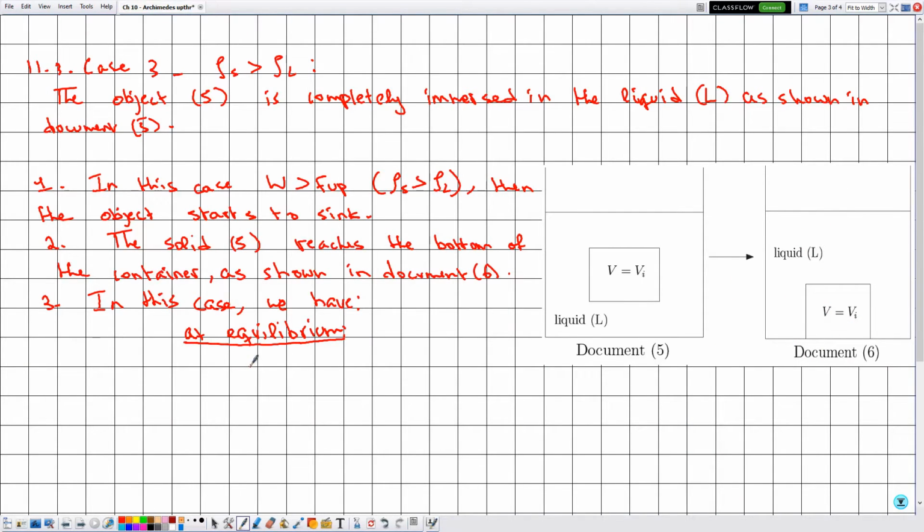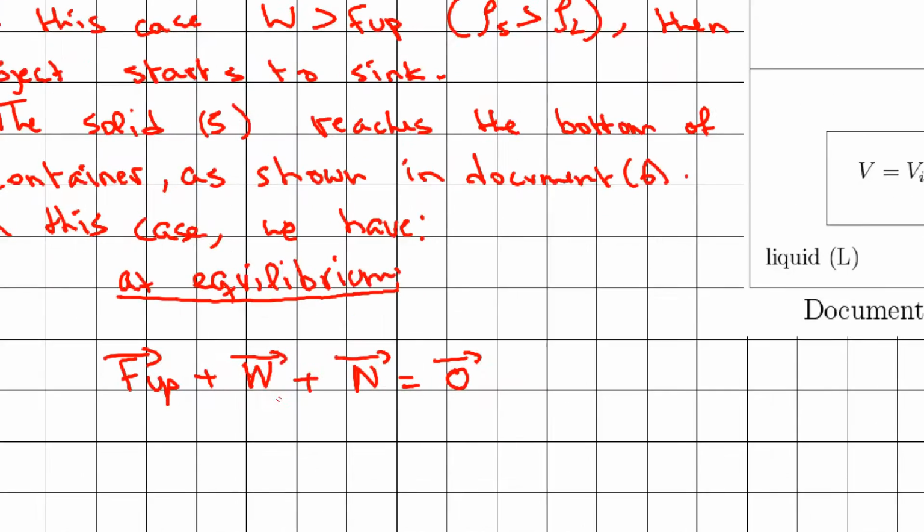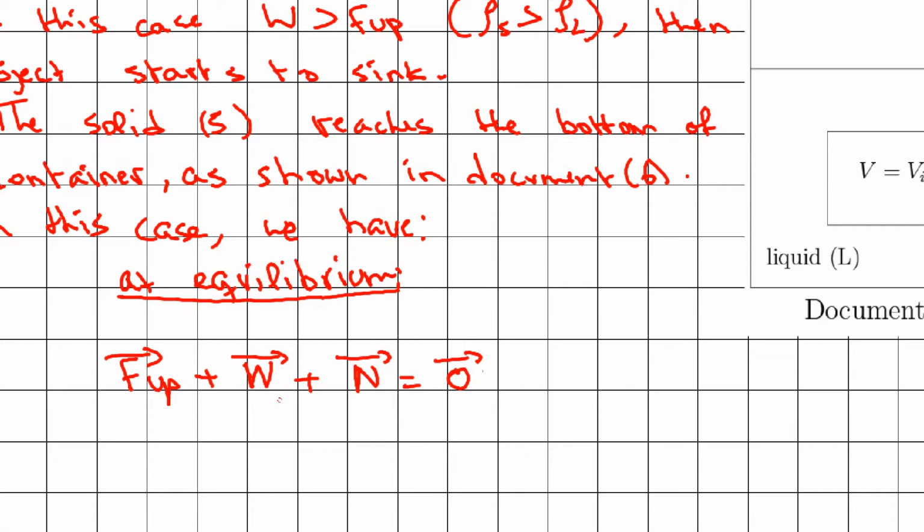So what are the forces acting on the solid S? They are given by F upthrust, sorry, let me say first the sum of all forces. Here we don't have 2 forces, we have 3 forces: F upthrust, and the weight, which is the real weight, plus the normal reaction due to the support on the solid S. And on the right hand side we write the 0 vector, and we don't forget vectors on all of these 4 quantities, because this is a vector equation.